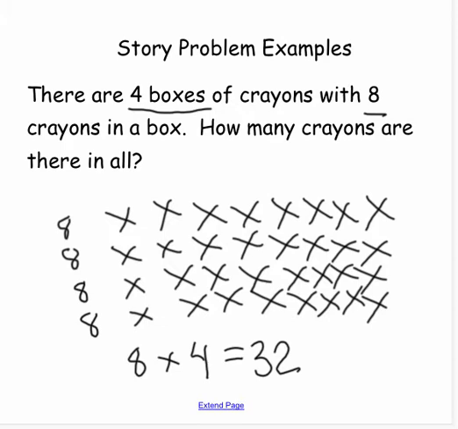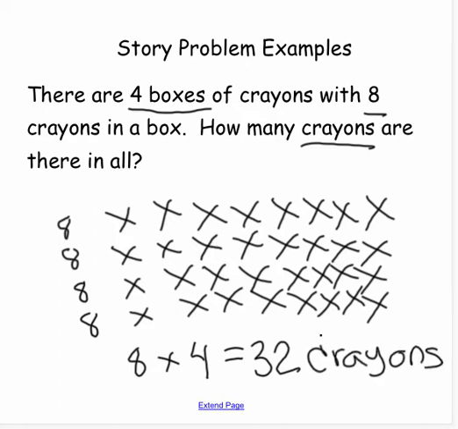32 is a reasonable answer when we're talking about 4 boxes of crayons. If I had gotten an answer of 500, okay, I'm only working with numbers like 4 and 8, so I would know that that's probably not a correct answer. 32 is reasonable. And then I want to go ahead and check if I have a unit. Notice I forgot to write the unit, so I'm going to reread the question. The question says, how many crayons are there in all? So my unit needs to be crayons.